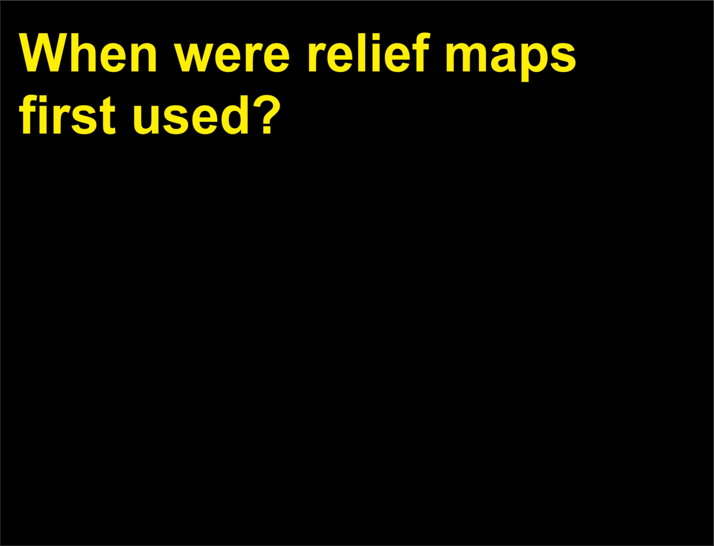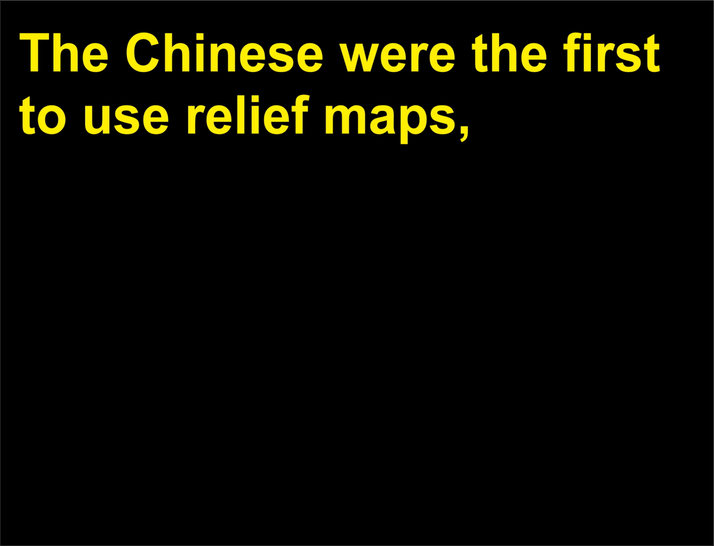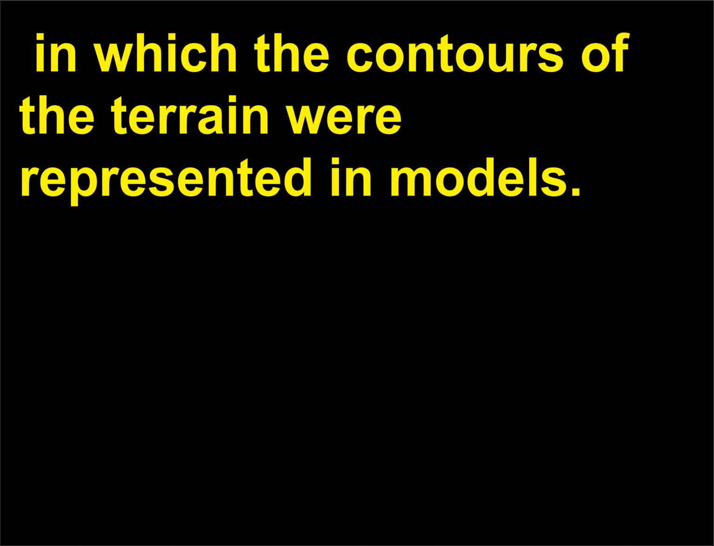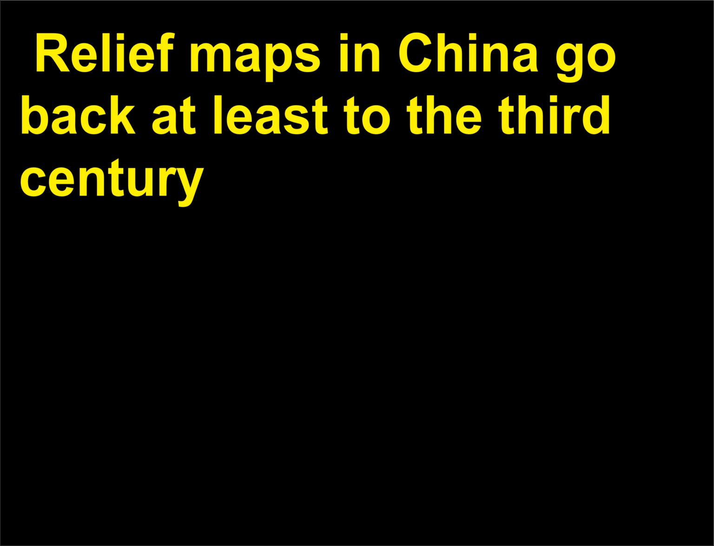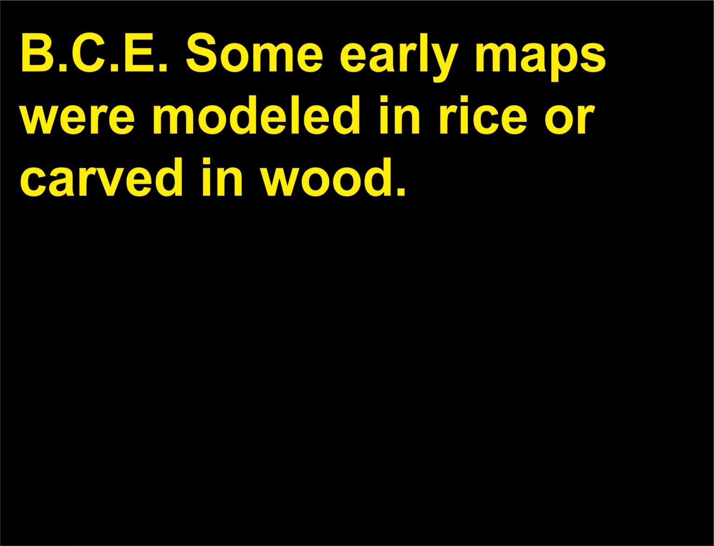When were relief maps first used? The Chinese were the first to use relief maps, in which the contours of the terrain were represented in models. Relief maps in China go back at least to the 3rd century BCE. Some early maps were modeled in rice or carved in wood.